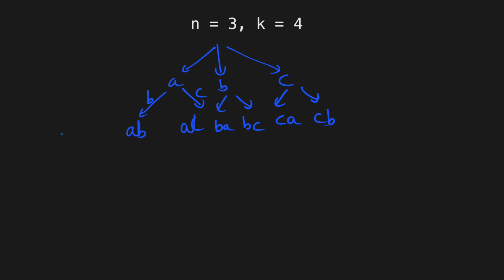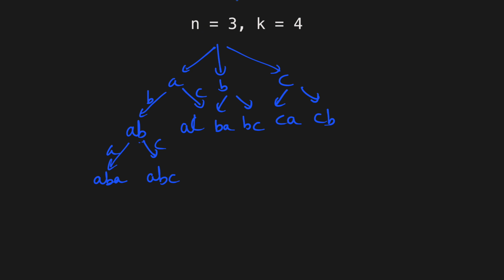And note that now we have got all the strings of length 2. And again at this point, since our last character is b, we cannot choose b again. So we can only choose a and c. So our string becomes aba, abc.